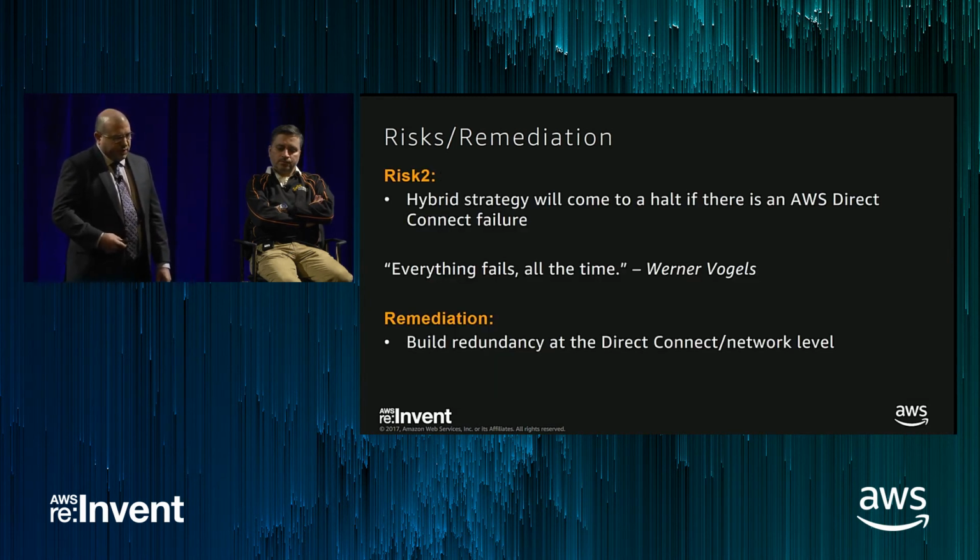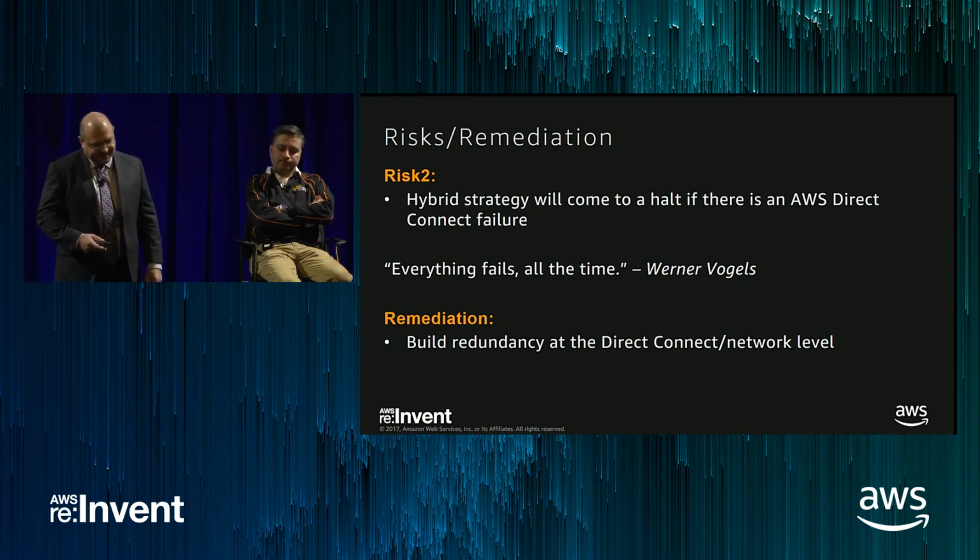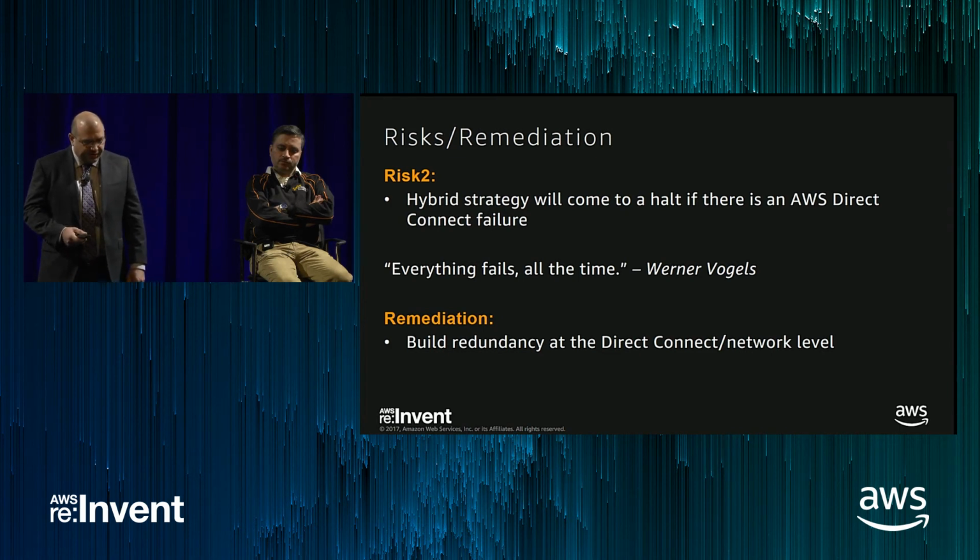Hybrid strategy will come to a halt if there is an AWS Direct Connect failure. Yes, and as Mr. Vogels says, everything fails all the time. So we needed to have redundancy in our infrastructure to protect against stuff like that. The worst thing that could happen would be that it breaks and then transaction logs fill up on the primary, and then we've got a mess. So that's another consideration.